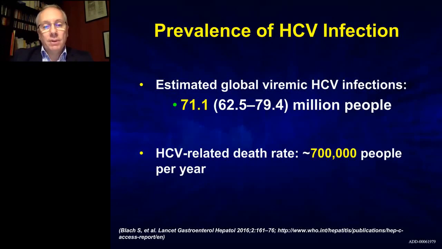Currently, the prevalence of HCV infection has been estimated at approximately 71 million people worldwide, and HCV-related death occurs in approximately 700,000 to 1 million people every year, making HCV a very important public health issue.